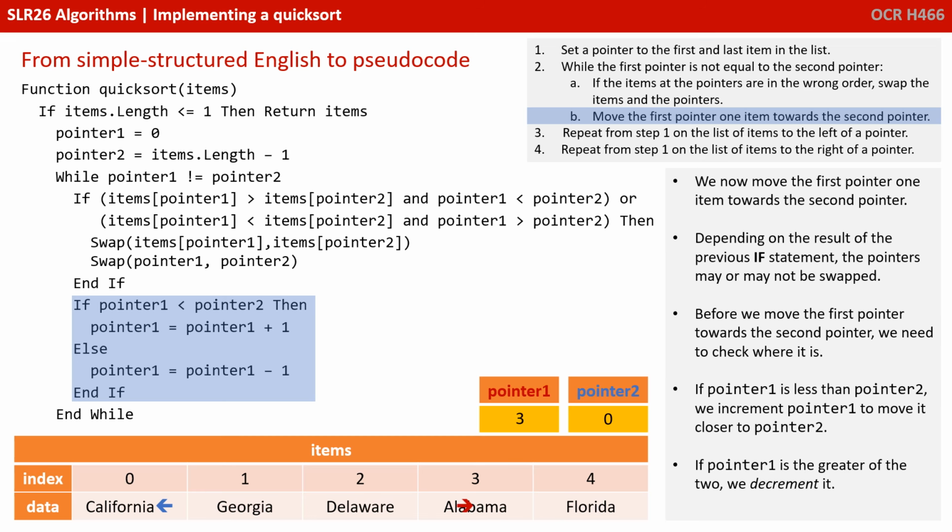We now move the first pointer one item towards the second pointer. Now, depending on the result of the previous if statement, the pointers may or may not be swapped. So before we move the first pointer towards the second, we need to check where it is. If pointer 1 is less than pointer 2, we're going to increment it to move it closer to pointer 2. If pointer 1 is the greater of the two, we're going to decrement it. Either way, we're moving it closer.